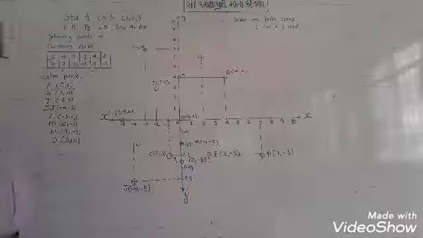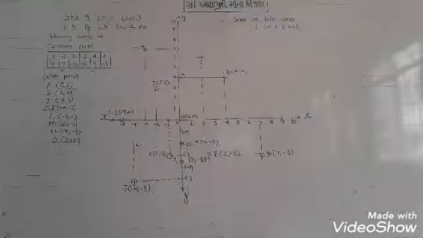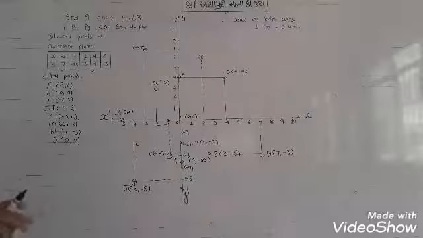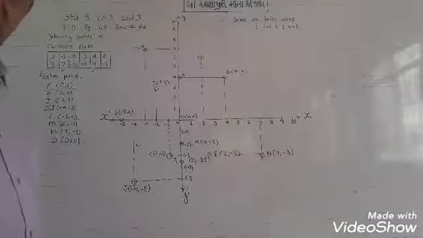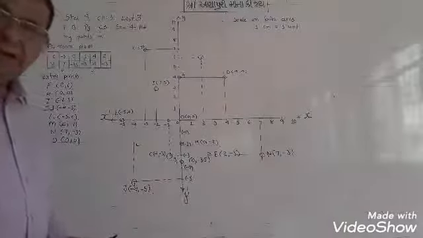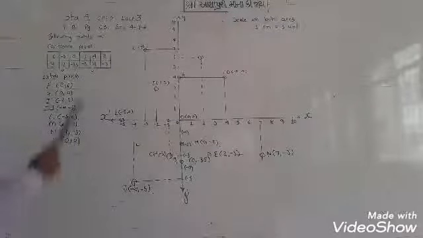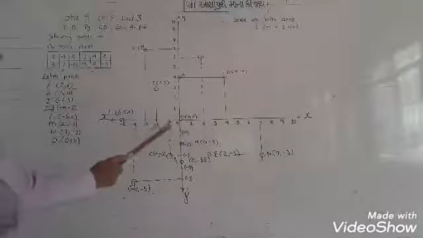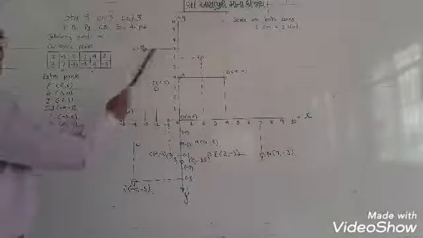Thus you have to draw this one. Clear? Again I will repeat this one. -3 7, -3 and 7.